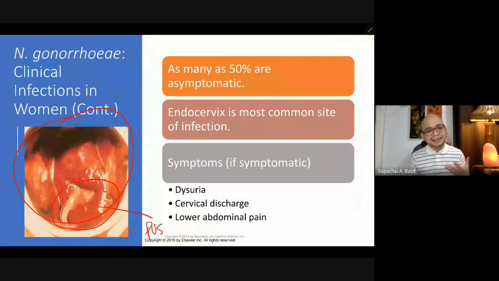Okay, if ever they are symptomatic, they would also experience dysuria. So dysuria is the difficulty in urination. There would also be cervical discharge and lower abdominal pain. So this is for women. Okay, so whenever women are infected with gonorrhea.